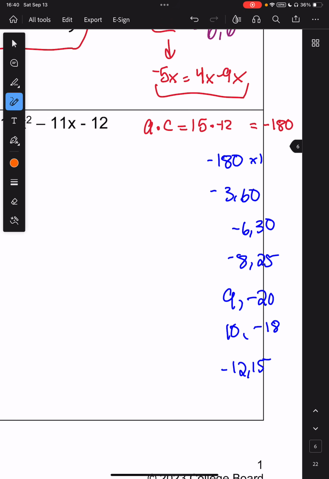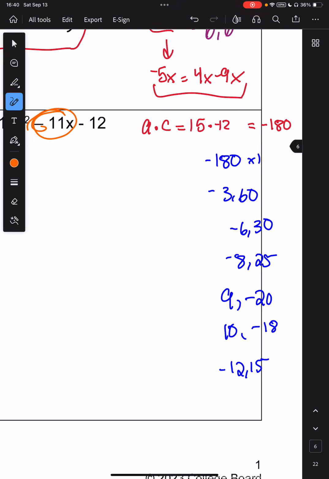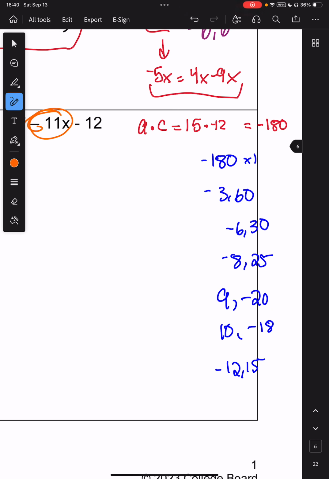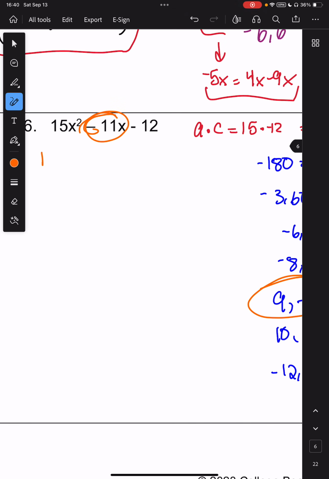Well, remember, we are trying to find numbers that add up to negative 11. And what adds up to negative 11? 9 and negative 20. Negative 20 plus 9 is negative 11. So let's rewrite our equation over here: 15x squared plus 9x minus 20x plus 12. And so now we're going to simplify it.